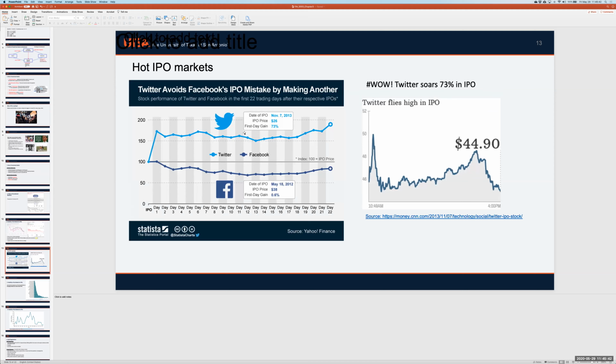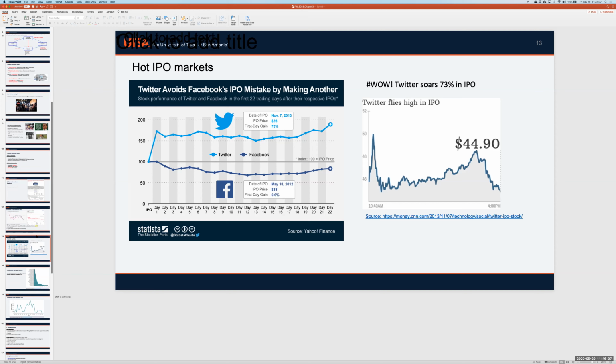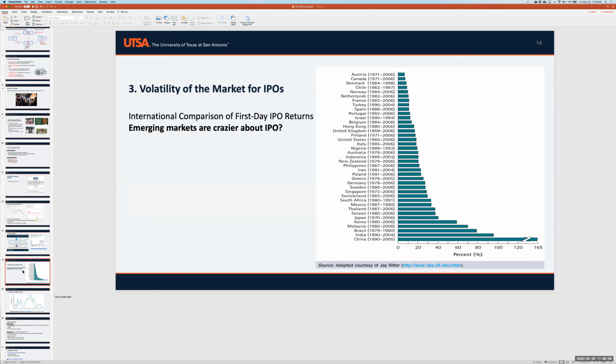Another example is Twitter and Facebook. As you see, after the IPO, Twitter performed very well. This is the time that they went to IPO, and this is Twitter, and this dark blue line is Facebook. As you see, they lost some value. Anyway, I give too many examples.